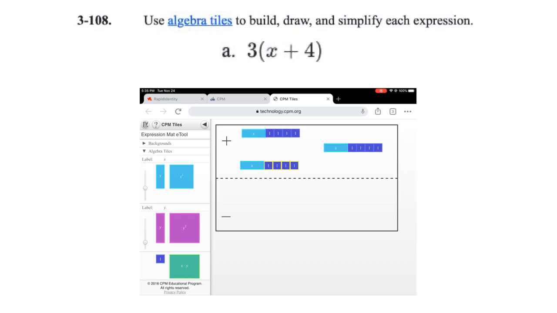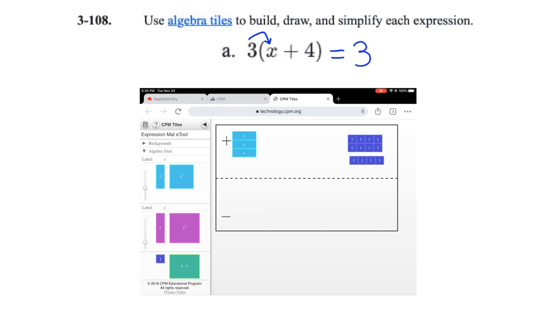Okay, next we're going to simplify this, and what that means is we are going to combine the like terms to see what we have all together here. When I do that, I see that I have 3x plus 12. Please draw this picture.